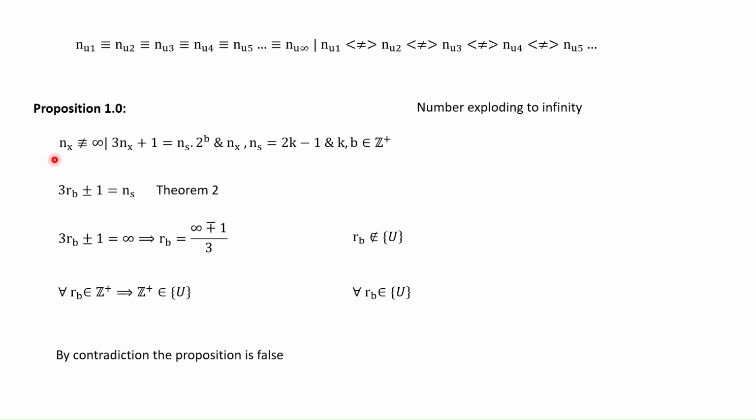So by contradiction, we realize that this proposition is false. That means a number nx cannot explode to infinity. Earlier we established that it cannot grow to infinity continuously. Here we know it cannot grow to infinity even if it's growing and falling and growing and falling, whatever. We don't care. It cannot happen. Now we have already established that a number cannot grow to infinity either directly or indirectly.